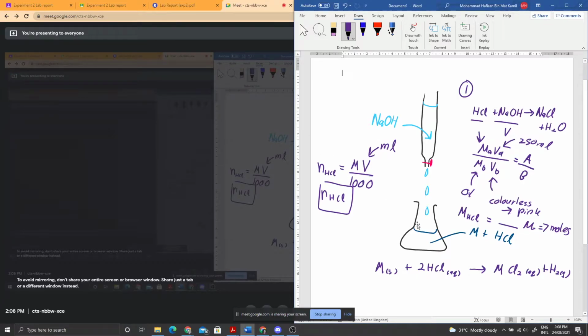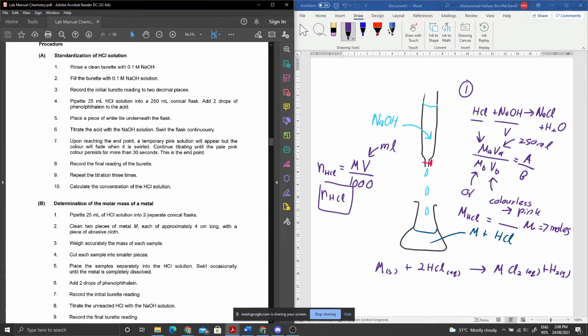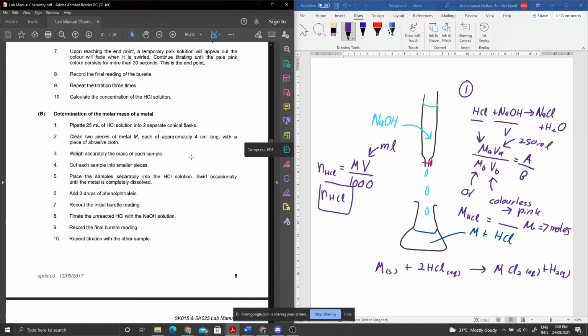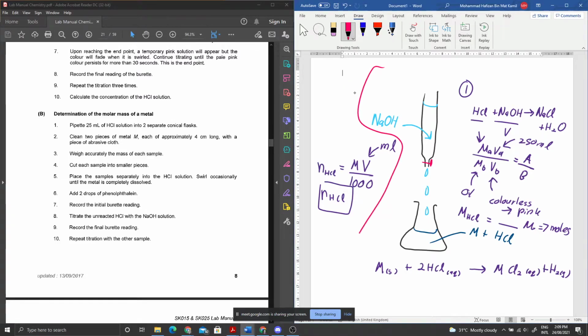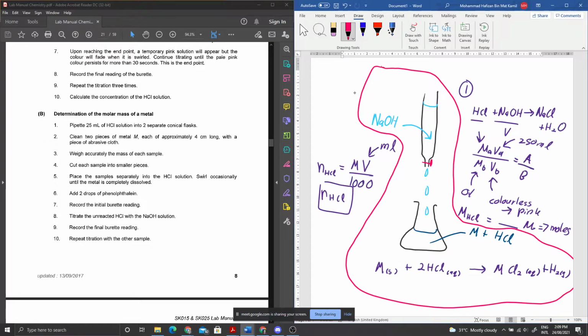Okay. And now for the second part, the determination of molar mass of a metal. Okay, this is where we do the back titration. Okay, so just a moment, okay, this one, okay, sorry, it is a bit messy. Okay, go. So this is what we did. So we dissolve the unknown metal with HCl.